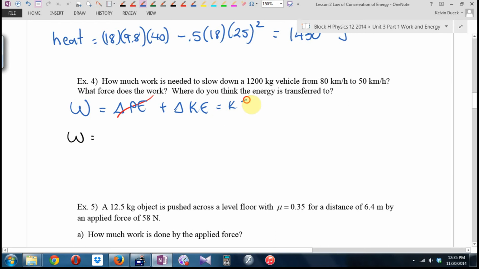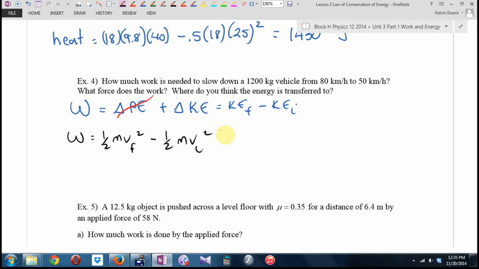Work equals KE final minus KE initial, which I guess is going to be a half m v final squared minus a half m v initial squared. Masses don't cancel because there isn't a mass in work, which makes sense. It does take more energy to slow or speed up a semi-truck than it does to slow or speed up a smart car. 0.5, 1,200.